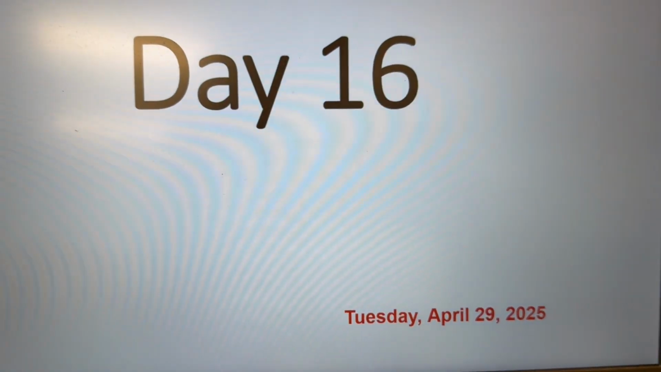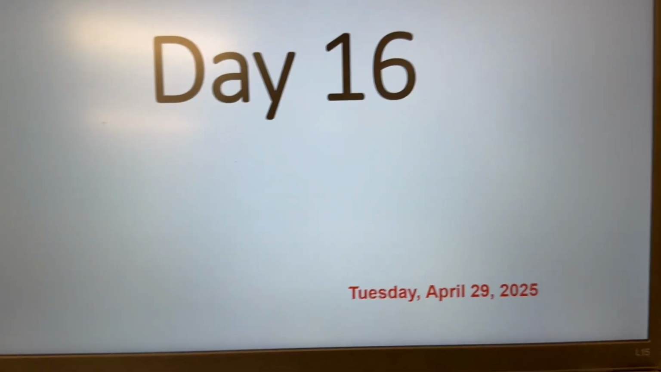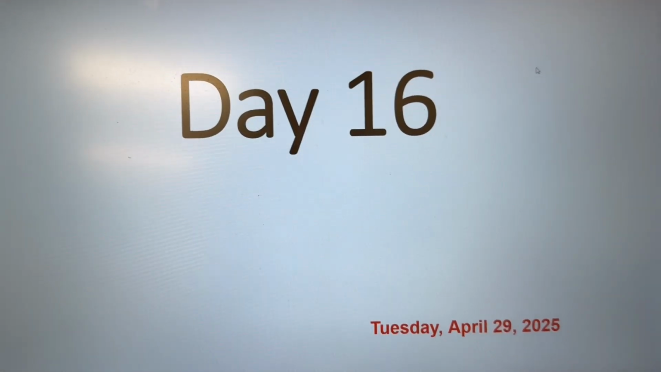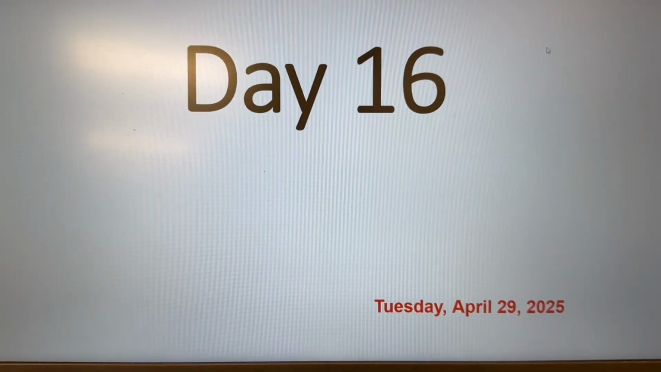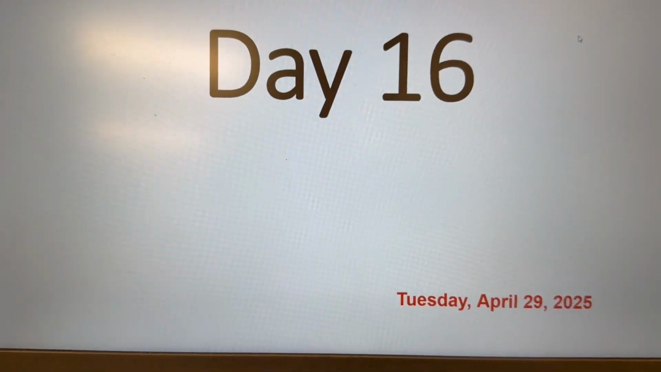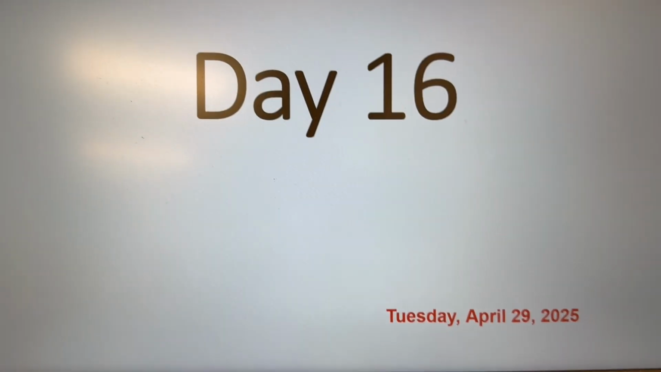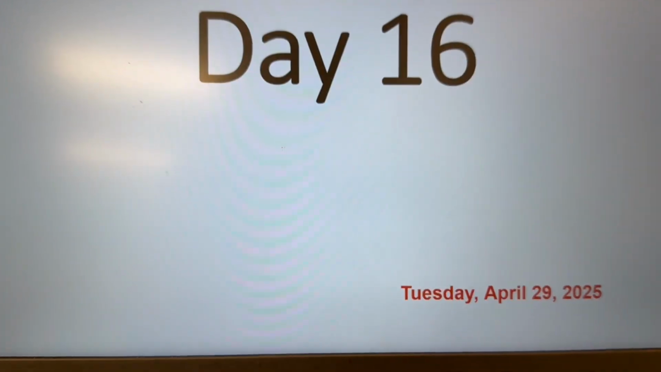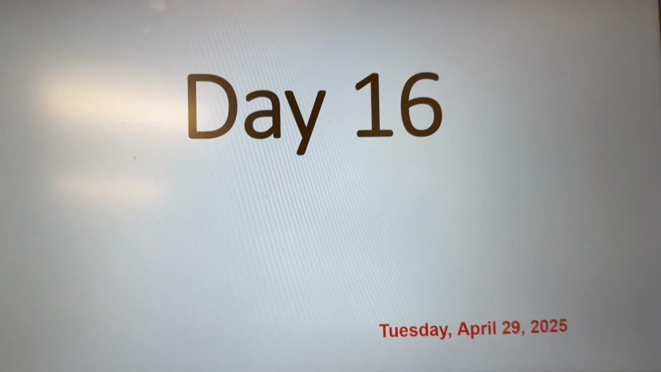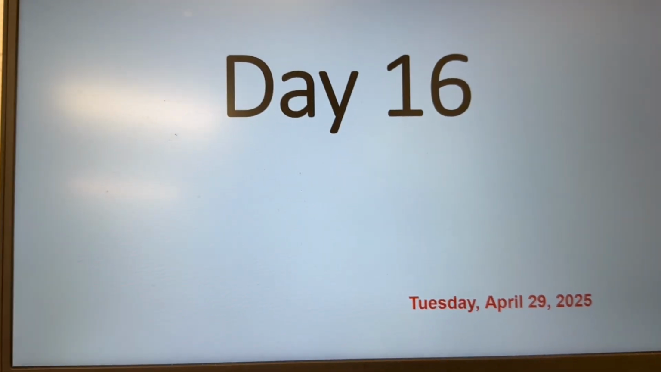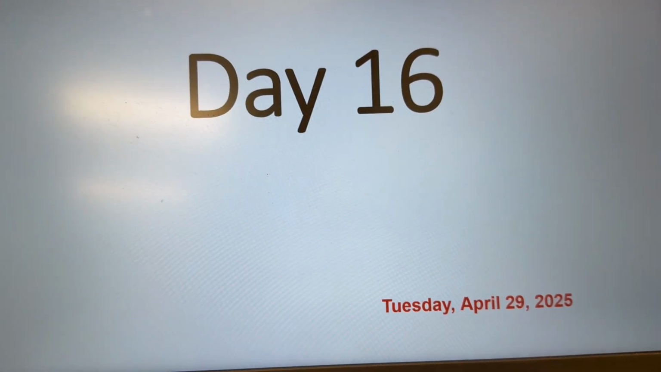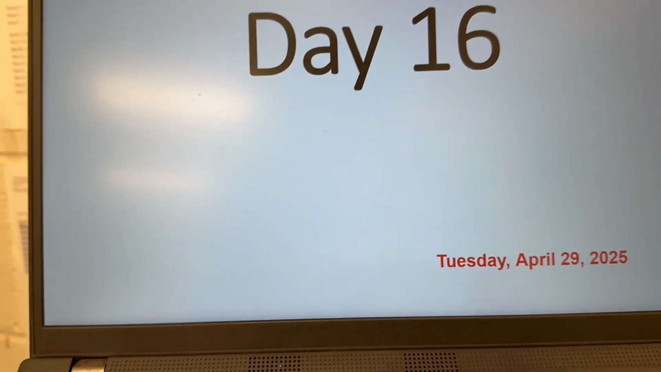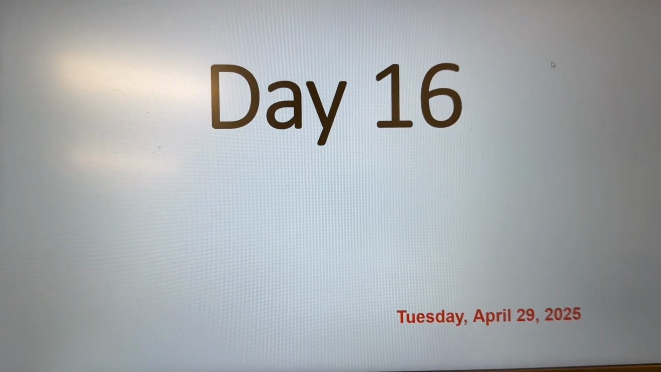Today is Tuesday, April 29th, 2025. It is day 16 of our life cycle of a chicken unit. How many days are there in all for the chickens to hatch? 21. So if we start at 21 and go down to 16, how many days left do we have in this process? Let's start at 21 and count down. 20, 19, 18, 17, 16. We have 5 days left.